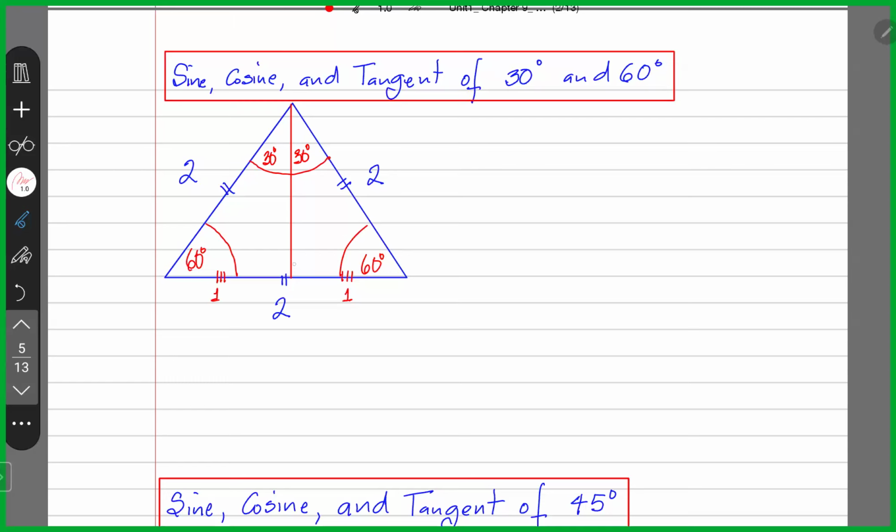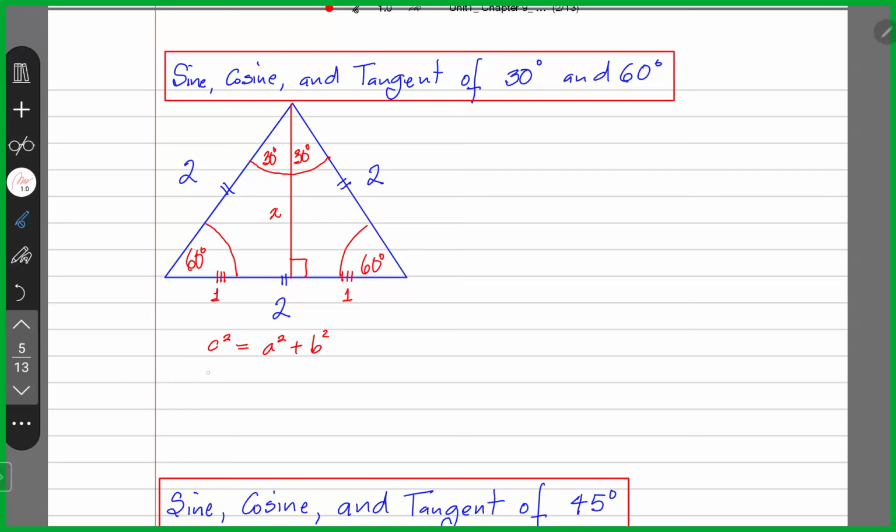And the height or altitude meets the base at what? Right angle. So in effect, the height or the altitude bisects your isosceles triangle into 2 identical right angle triangles. All right, so this is the height. Let's call it x. Let's find out what x is using Pythagoras theorem. So Pythagoras theorem says the square of the hypotenuse is equal to the sum of the squares of the other 2 sides.